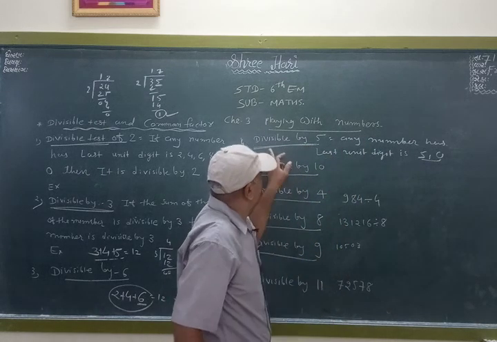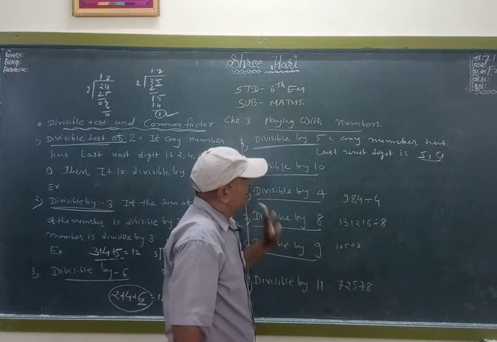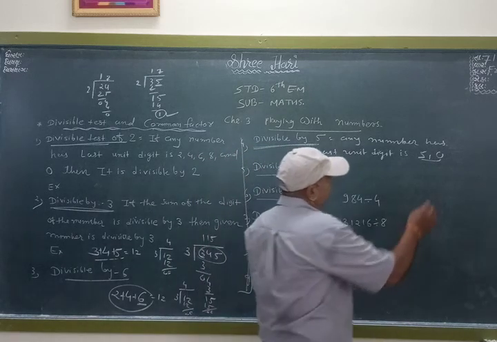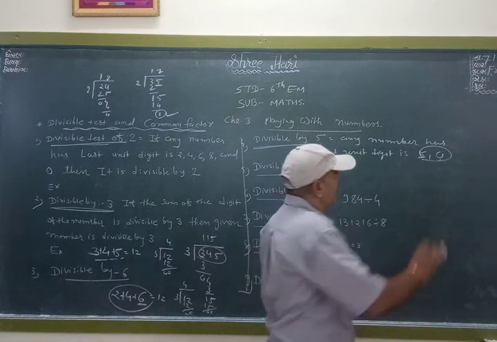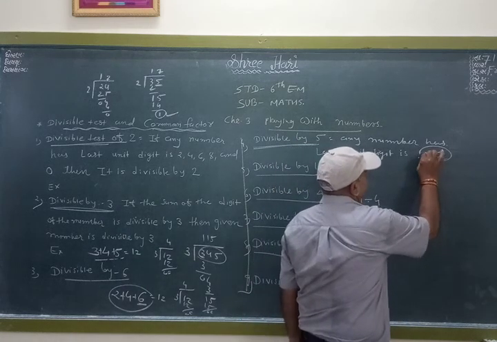So this is a very easy divisibility test. You have to see only the last unit digit, 0 or 5. Then you can divide this number by 5.